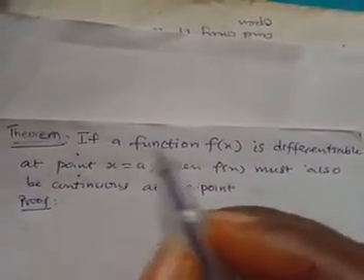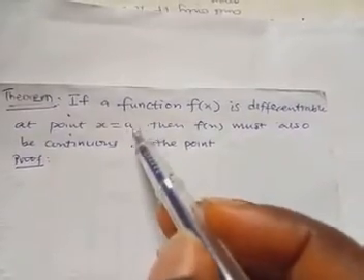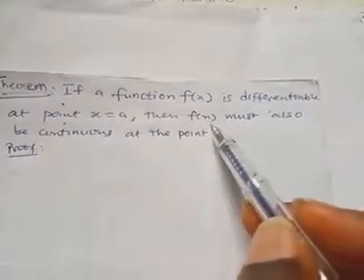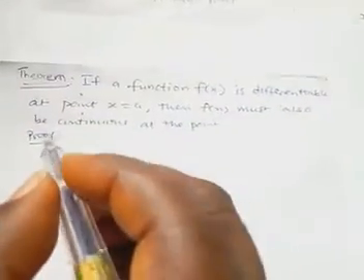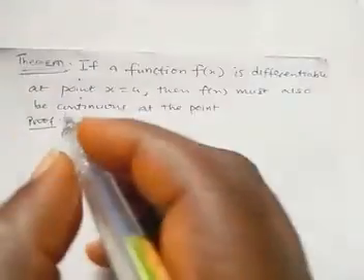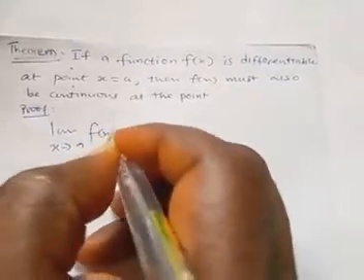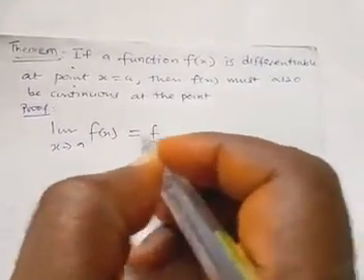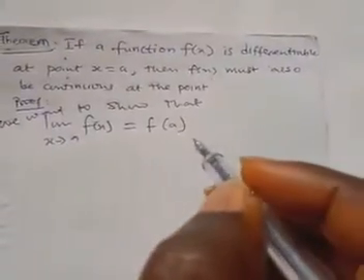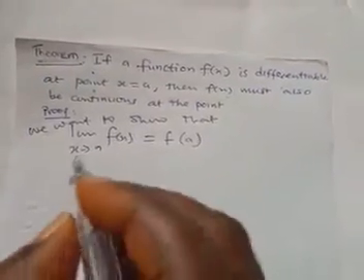The theorem says that if a function f of x is differentiable at a point, then the function must also be continuous at that point. So what do we really want to do here? We really want to show that the limit as x tends to a of f of x is equal to f of a. Remember, this is just the definition of a continuous function.